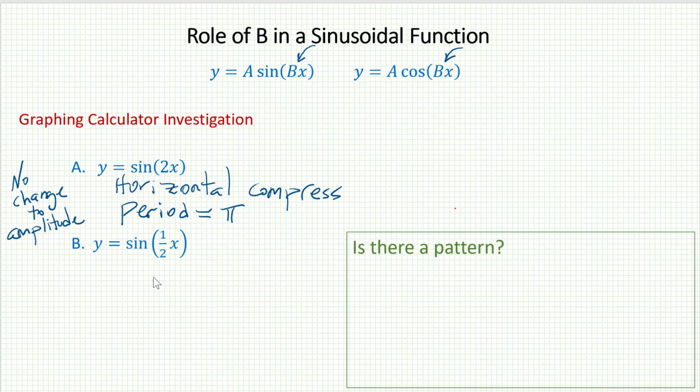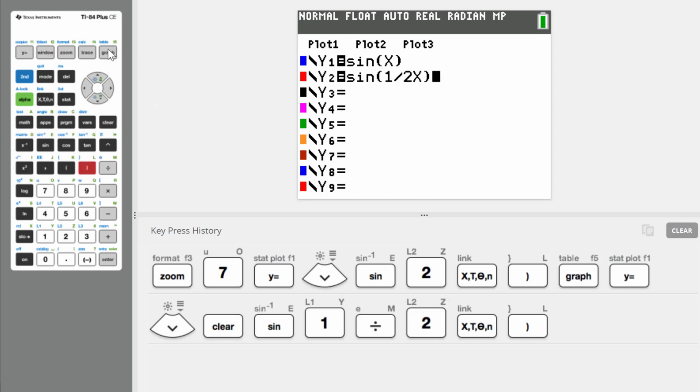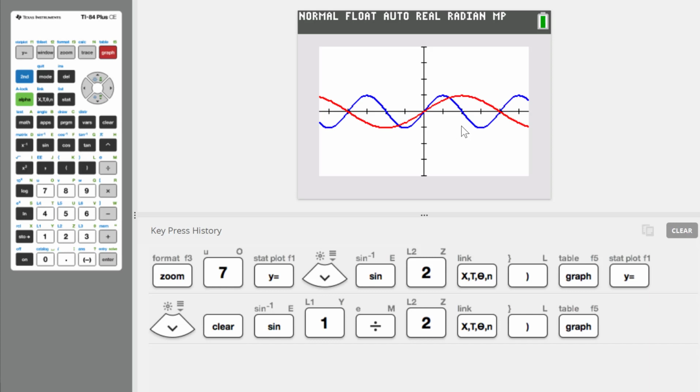Now let's see what happens if we use a small number like 1/2. I'll go back to the y equals and replace that second equation with sine 1/2 x. And then we'll add that to the graph. Well, this time, instead of the graph compressing, it looks like somebody took the blue graph and pulled it out to the right and pulled it out to the left. It's been stretched horizontally. What about our features?